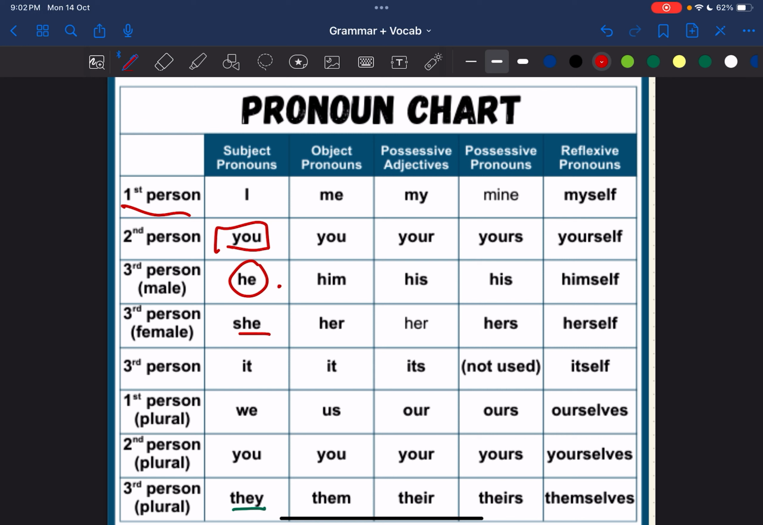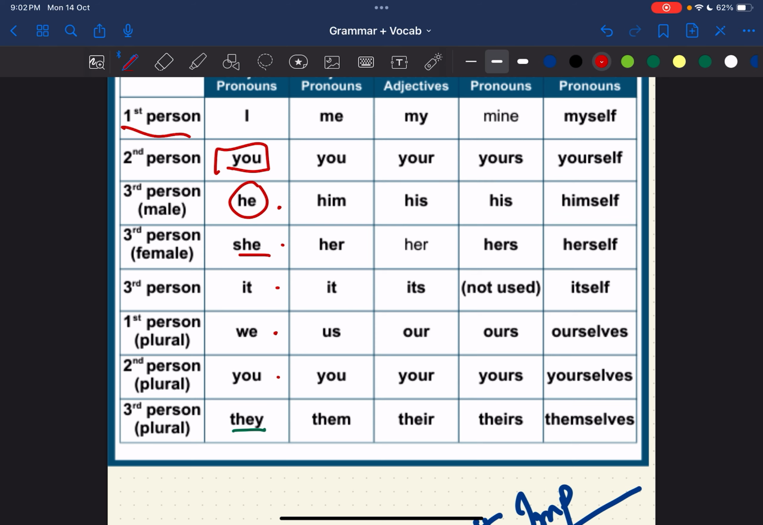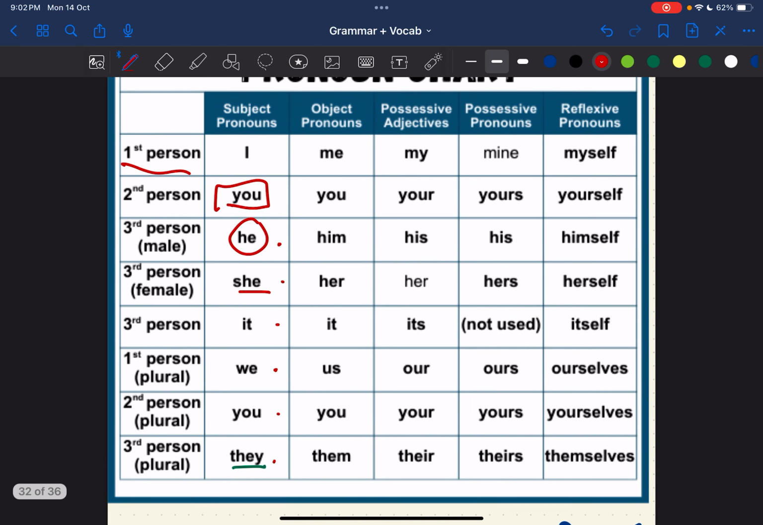So we will change it accordingly: he, she. It can also be in neutral gender. We have plural as well: we, you, they. Similarly, if I want to show an object, then me. And if I want to show possessive, then my. But if I want to show possessive pronouns, then mine. This is mine. This is my bag.